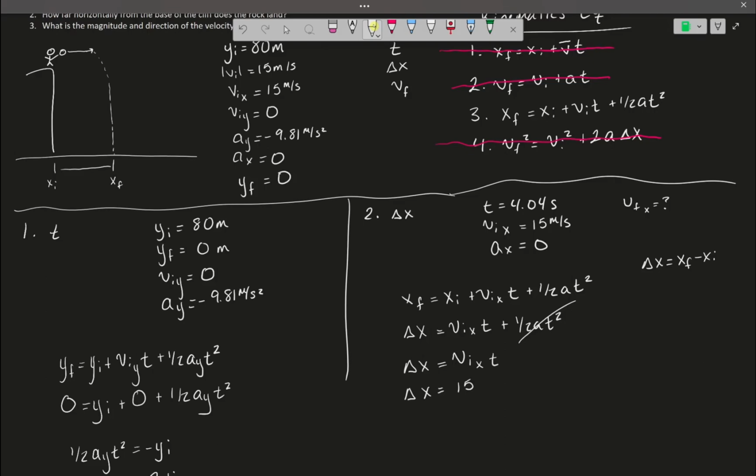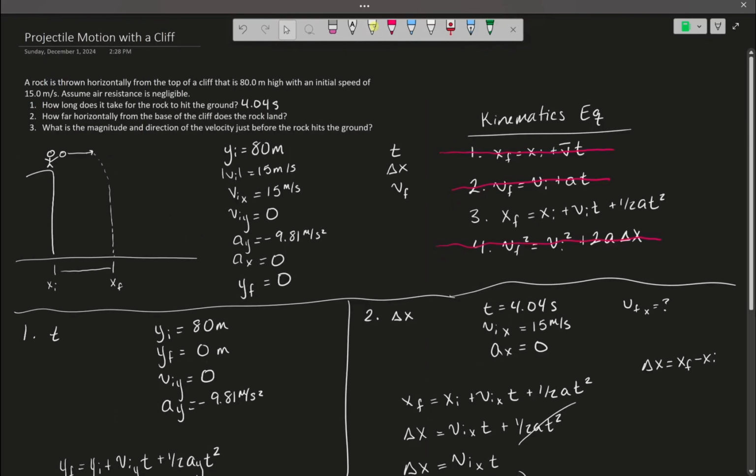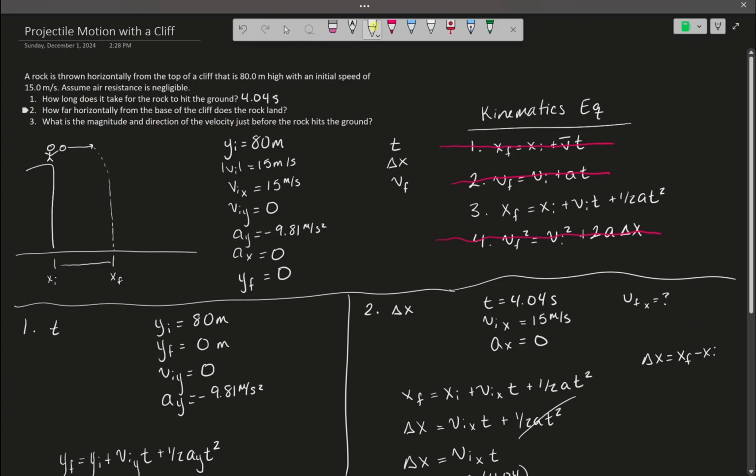So I would have 15 meters per second times 4.04 seconds, and I get that my change in position is going to be 60.6 meters. So how far does this rock land from the base of the cliff? 60.6 meters. The last thing it wants us to find is the magnitude and direction of the velocity just before the rock hits the ground.